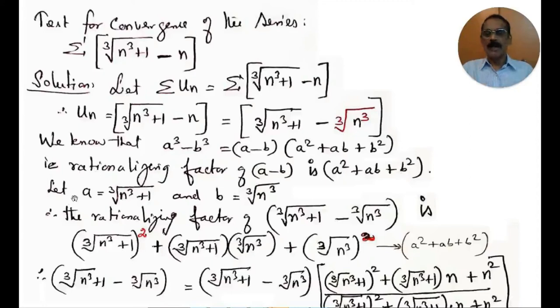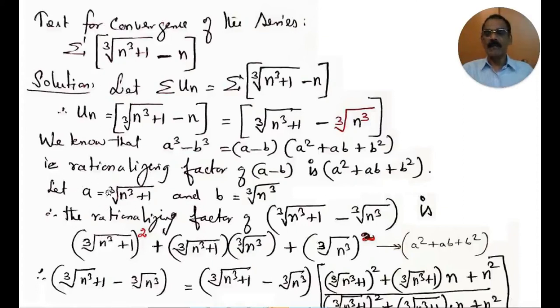Now, we take a equal to the first term of un. A equals cubic root of n cubed plus 1. B equals the second term of un, that is cubic root of n cubed. And hence, un is of the form a minus b. What is its rationalizing factor? A squared plus ab plus b squared.